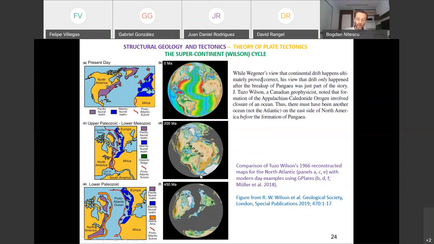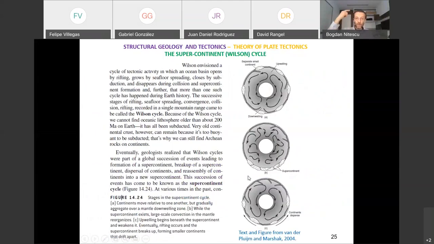So as you can see here, the supercontinent in the Mesozoic and then splitting apart and so on. But here is the idea: starting from this, Tuzo Wilson basically imagined what's today called the Wilson cycle. The idea of the cycle is that you have an ocean basin that is being formed by rifting.